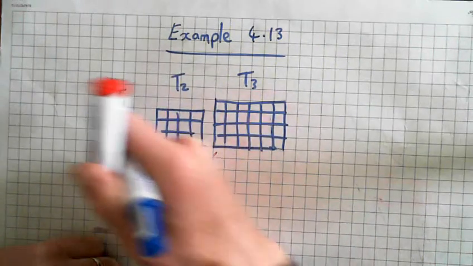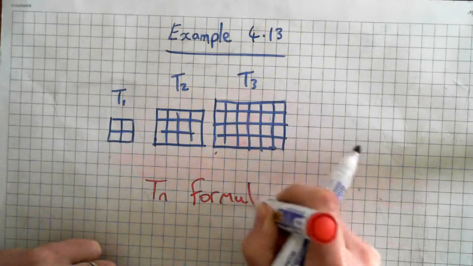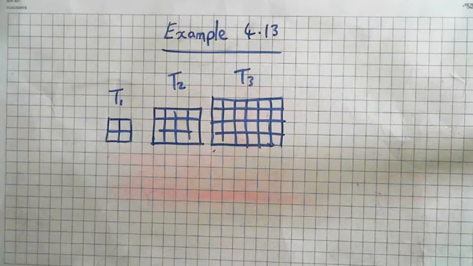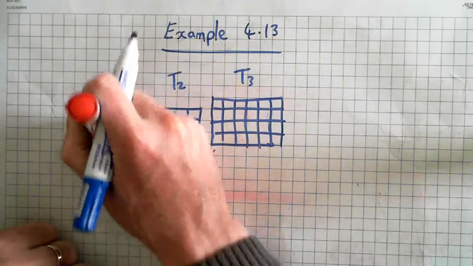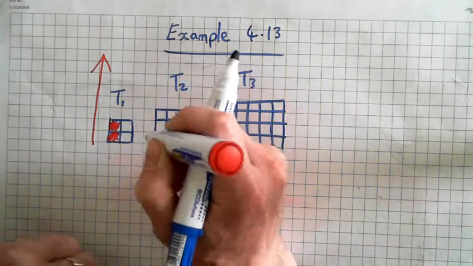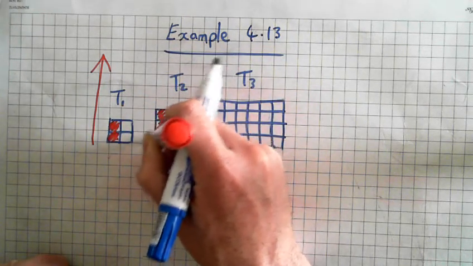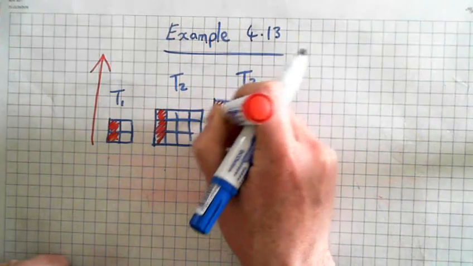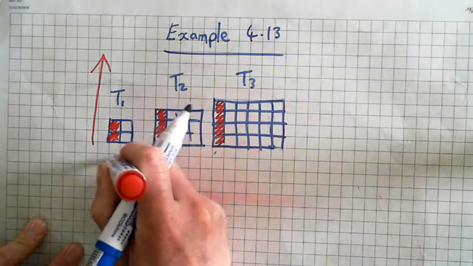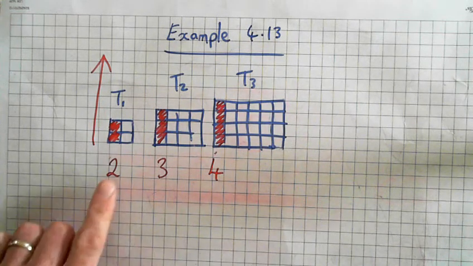So how do you find the Tn formula? Now this is how you do it. If you look up, please. First of all, we look at this direction. What did we start off with? We started off with 2, and then it became 3, and then it became 4. So that's a sequence, isn't it? 2, 3, 4. What's the first term in this sequence?